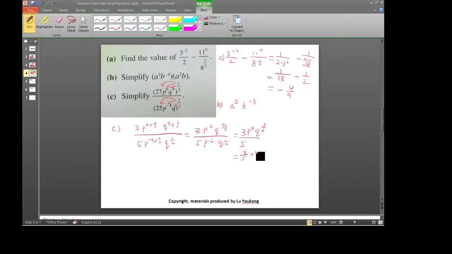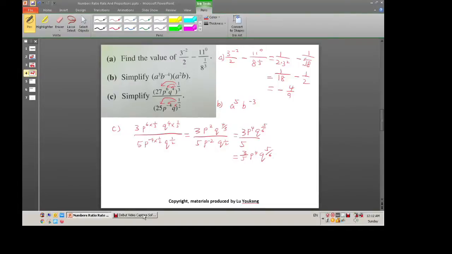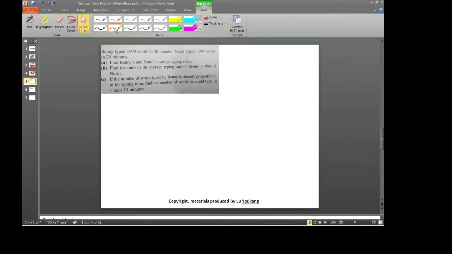Therefore our answer is 3 over 5, p to the power of 4, q to the power of 5 over 6. So I hope this question is easy for everybody. It shouldn't be very hard for everybody. Now we have this question.